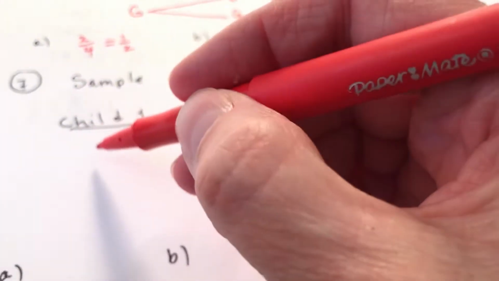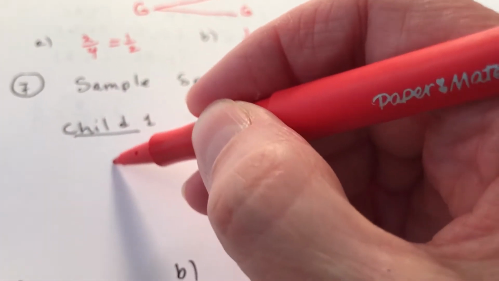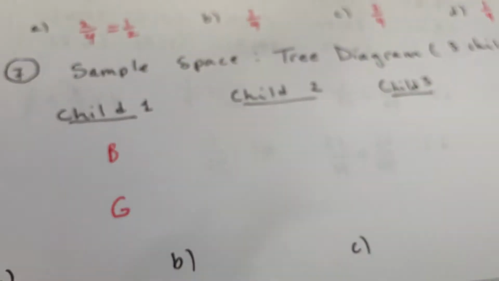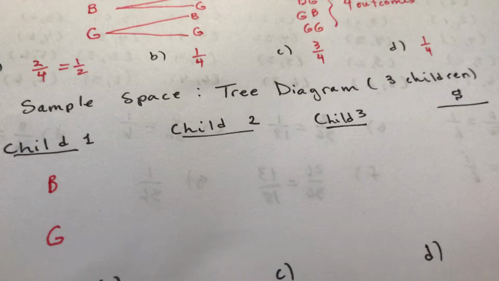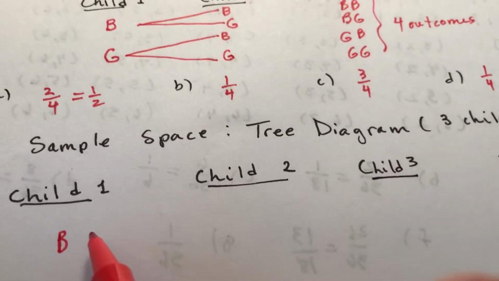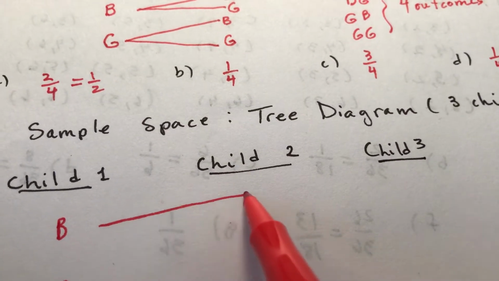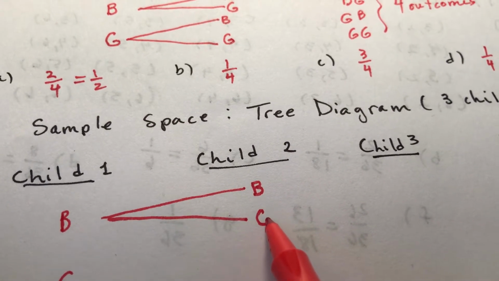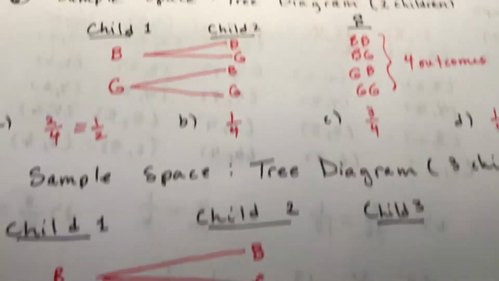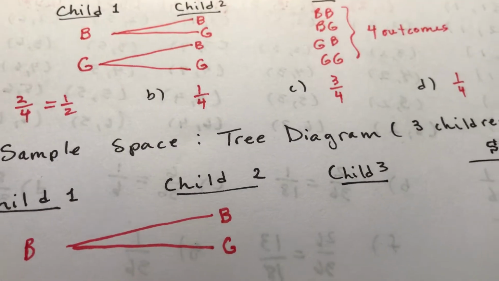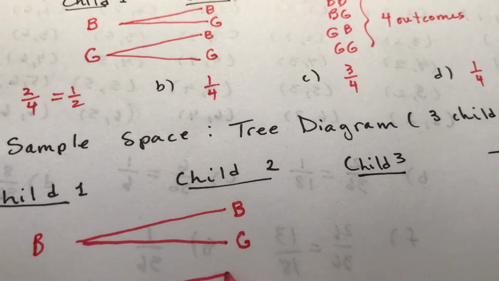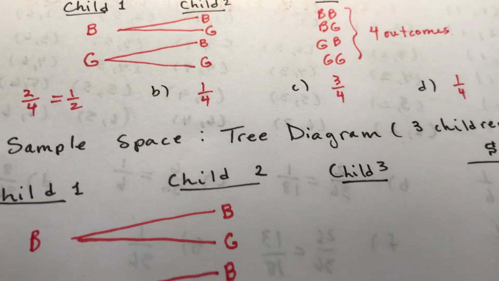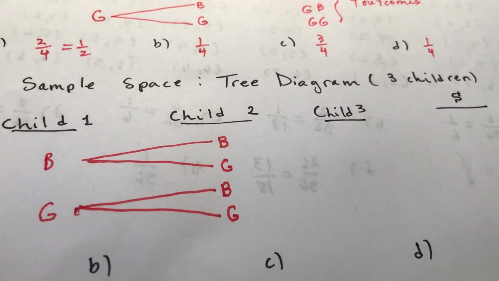So I'm going to start with child 1. The child could be a boy or a girl. I hope I've left enough space. I only had this much space at the end. Now, if the first child is a boy, the second one could be a boy or a girl. And that's your boy, boy, boy, girl from above. And if the first one was a girl, you could also do boy, girl, the same. Keep it consistent, otherwise I'll confuse myself.